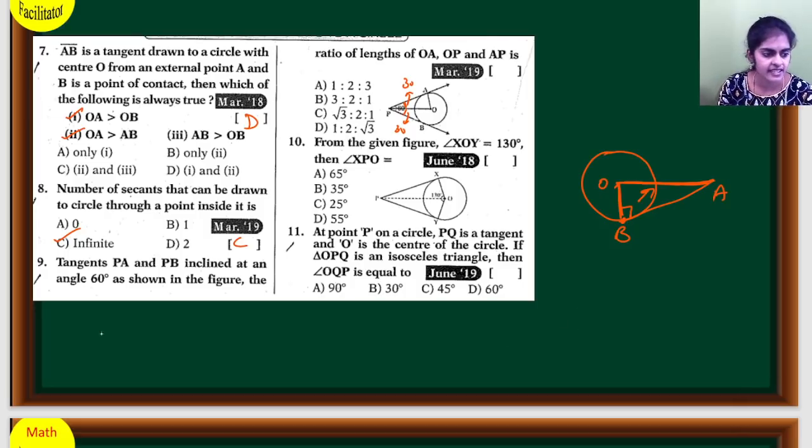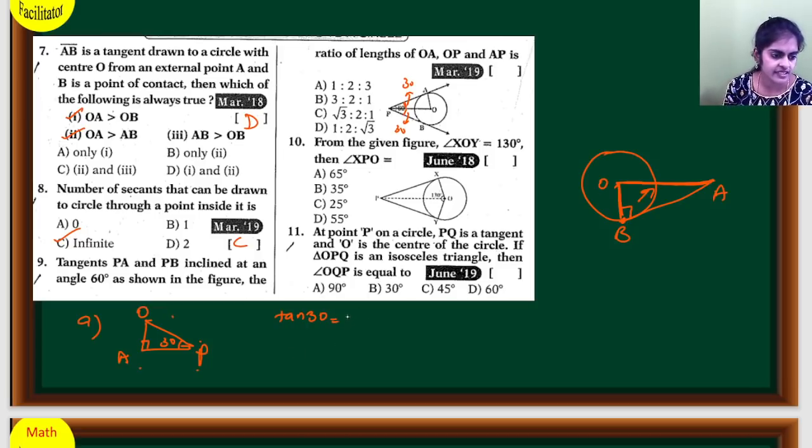So now if I take the right angle triangle, this is 30, this is 90, so angle A is 90, angle P, this is O. So I want the ratio of what? I want the ratio of OA, AP, OP. These three sides' ratio I want. So if I take tan 30, tan 30 is nothing but OA by AP, isn't it? So 1 by root 3 is equal to OA by AP. So I can write here OA equals AP by root 3.